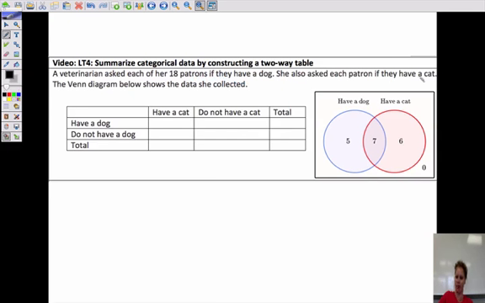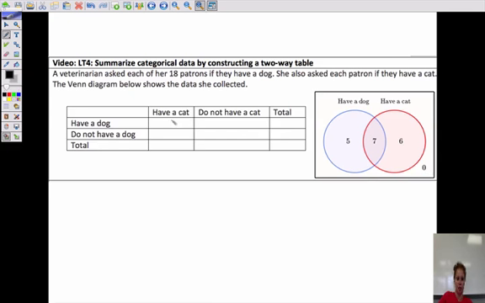She also asked if they had a cat. The Venn diagram below shows the data she collected. Patrons just means customers, okay? So we have this Venn diagram here that every person in the red has a cat, every person in the blue has a dog, and then where they overlap, they have both, and then it looks like 0 people have neither.